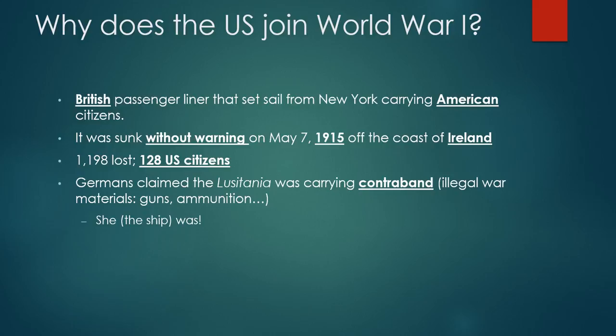The Germans claimed that the Lusitania was carrying contraband, illegal war materials such as guns and ammunitions, from America to Britain. And in the end, it was. However, 128 U.S. citizens were still killed by the sinking of the Lusitania without warning, so America was not happy about this.